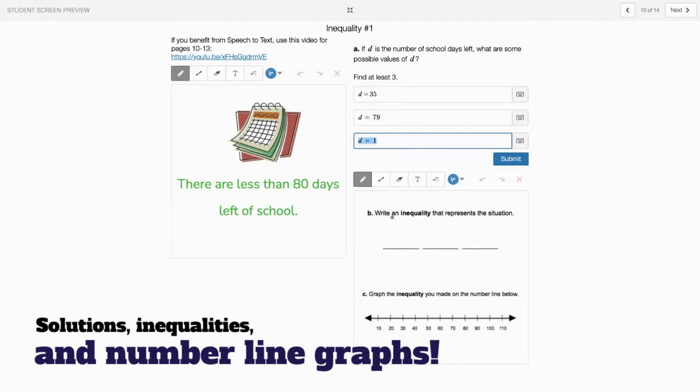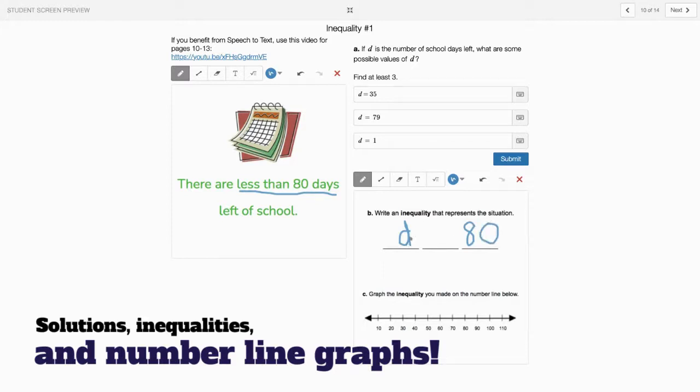Now, it says here, write an inequality that represents the situation. Remember, inequality means that we're going to use less than or greater than or less than or equal or greater than or equal to, right? So there's 3 lines right here. And so one of those lines is going to be our variable, which is D. Now we said less than 80 days. So we're going to use 80.